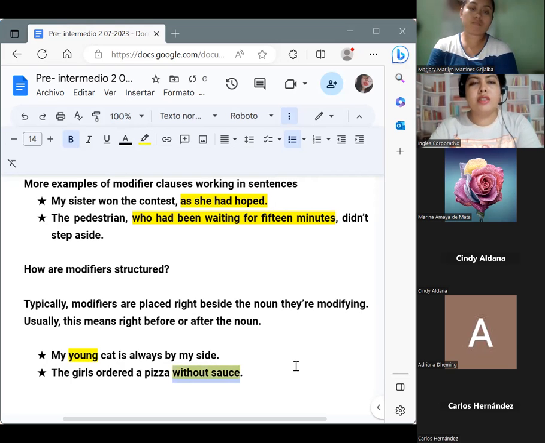Siempre tiene que estar antes o después del nombre. En este caso, en el primero podemos ver cómo cat es el nombre que vamos a modificar. Entonces le agregamos young, que es joven. Y en el siguiente, nuestro nombre que vamos a modificar es la palabra pizza. So in that case, we add the information after the noun that we are modifying. So in that case, we have two spaces in which we can write the modifiers. One is before the noun and the other one is after the noun.